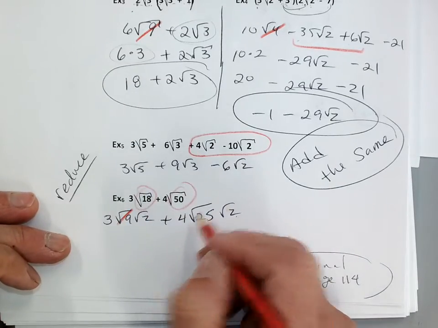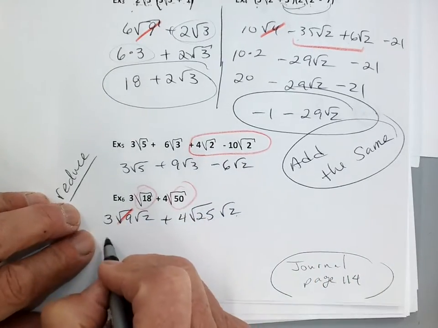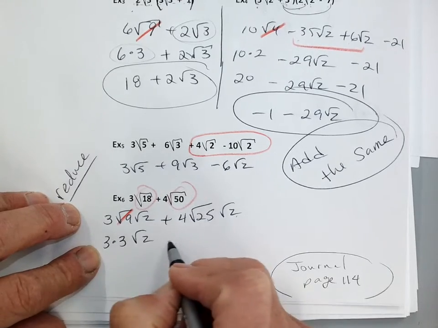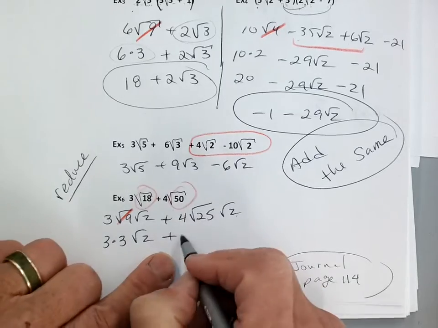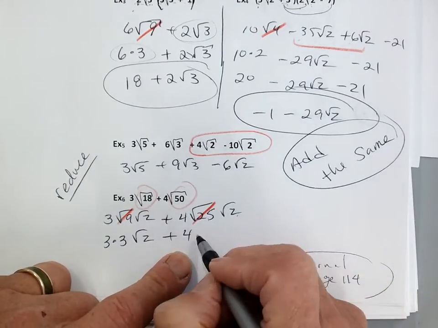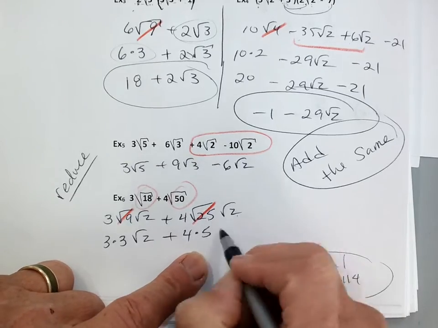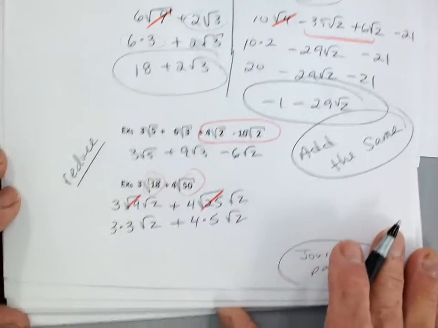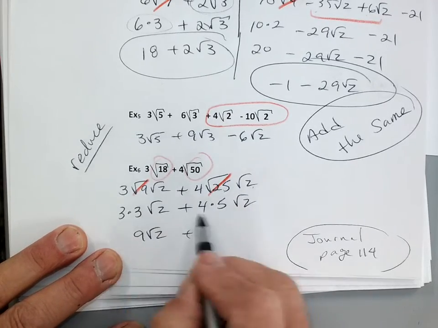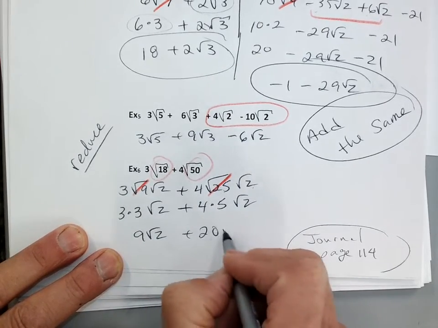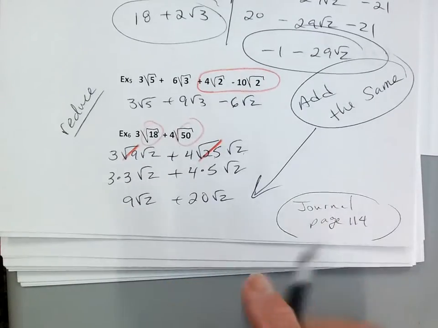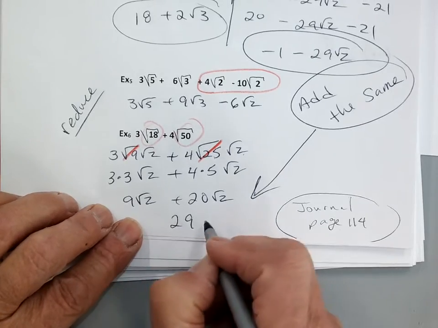Okay, there and there. Square root of 9 is 3, so I get this 3 whole number times another 3 square root of 2 plus 4, that's my whole number. Square root of 25, I know what that is, that's a perfect square, times 5 square root of 2. Okay, 3 times 3 is 9 square root of 2 plus 4 times 5 is 20 square root of 2. And now, yes, I can add them because they're the same, right? They're the same, so I get a 29 square root of 2.